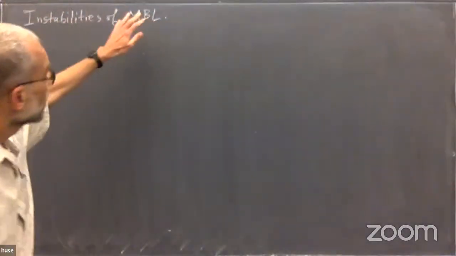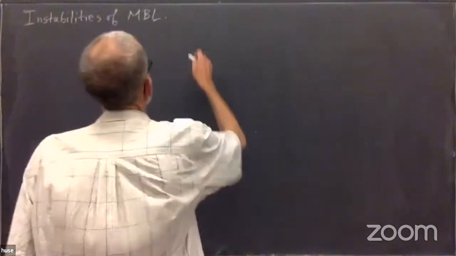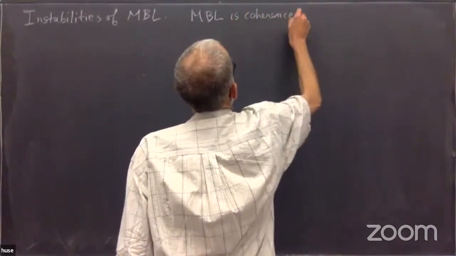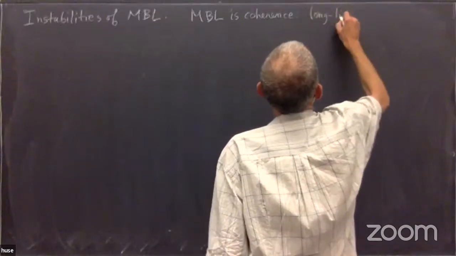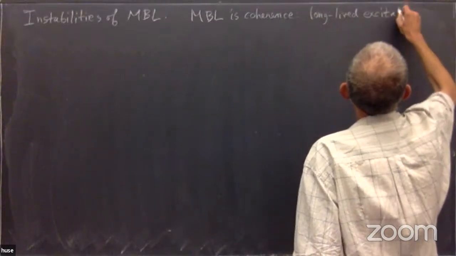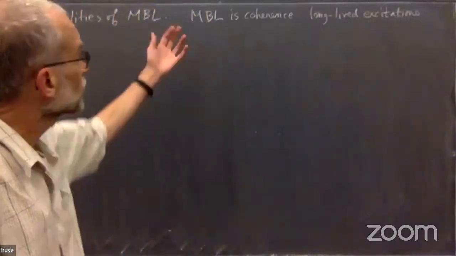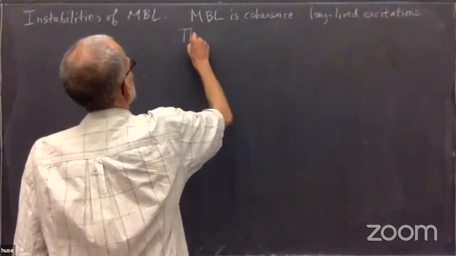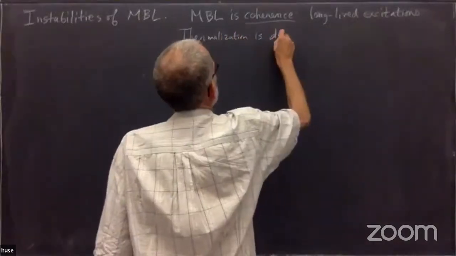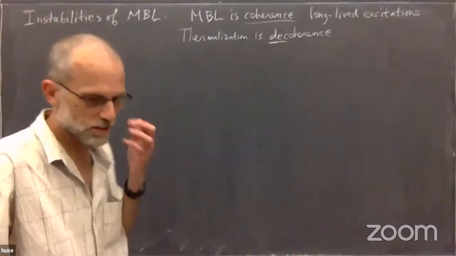And this could be the MBL phase or the MBL regime going unstable as we get to that crossover. And MBL is a type of coherence. Long-lived, we could call them excitations, or I'll just call them excitations. Long-lived operators, long-lived conserved quantities, or infinite-lived if we're actually in the MBL phase. Whereas thermalization is decoherence. So MBL is quantum coherence, thermalization is decoherence.